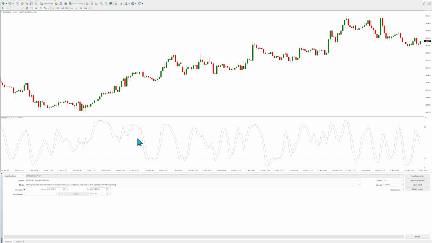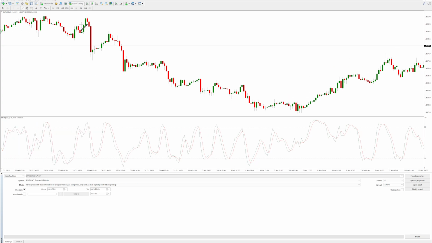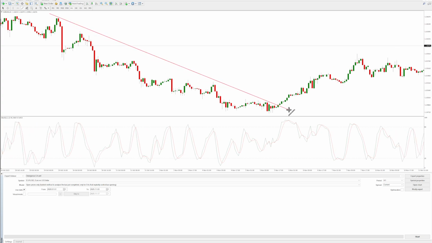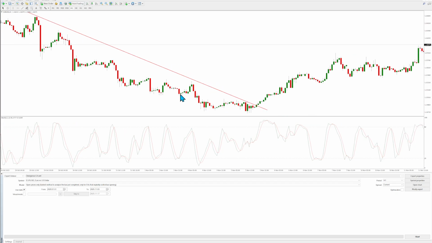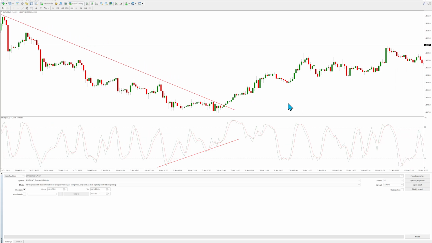I've got the stochastic indicator on the chart. Just to give you a brief overview of how the EA trades, what we look for is divergence, when you see the market making lower highs, as it is there, but the indicator that you're using is making higher lows, as you see there. So the market is making lower highs going downwards, the stochastic indicator is making higher lows going upwards, and you can see we have a breakout of this trend line.